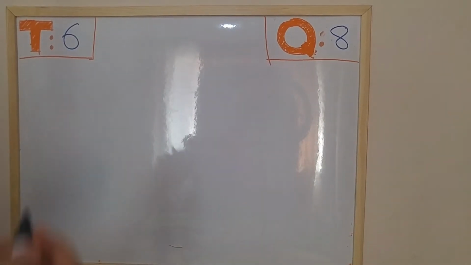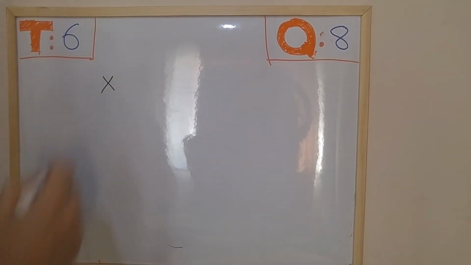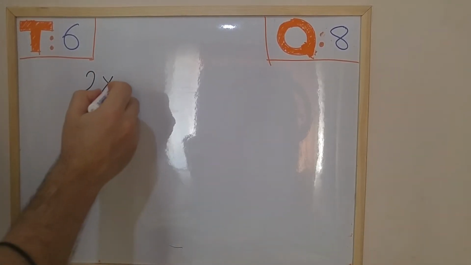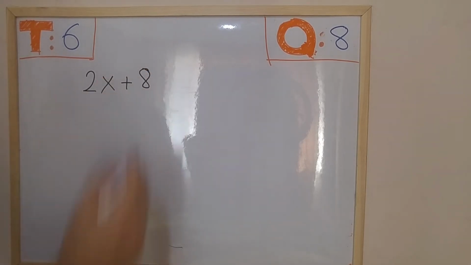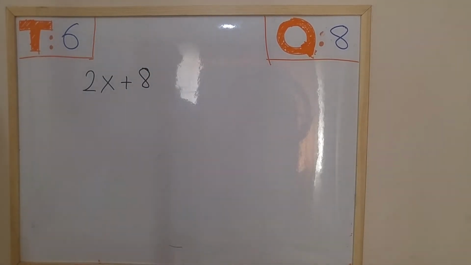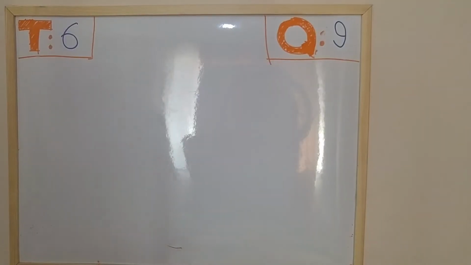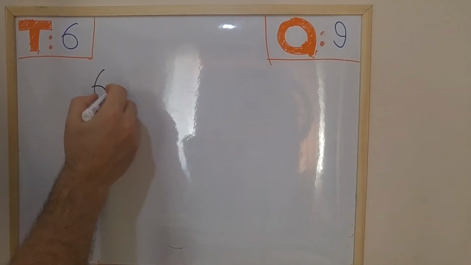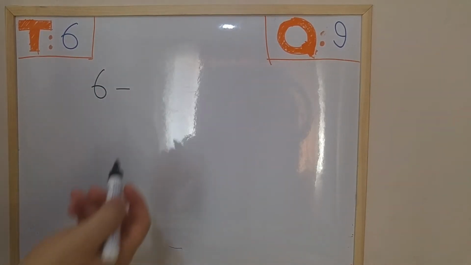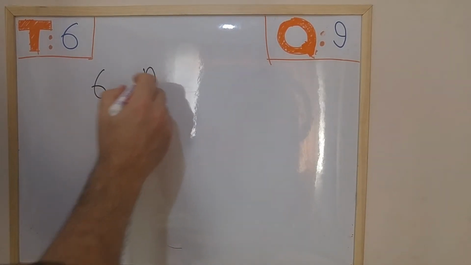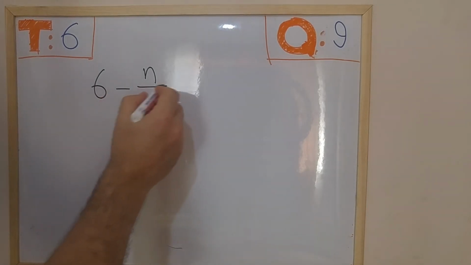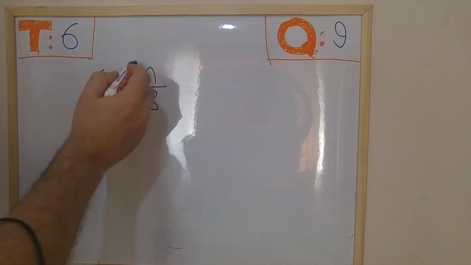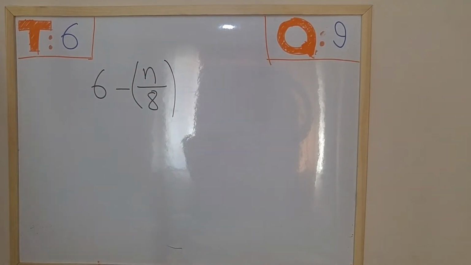8 more than twice a number, so I put that number again. Twice a number is this, and 8 more than that, so I have to add 8 to this. This is the answer. Here we're asked 6 decreased by the quotient of a number, say that number is n, and 8. So quotient means dividing, so this is my answer. If you want, you can put this in parentheses. That's it.